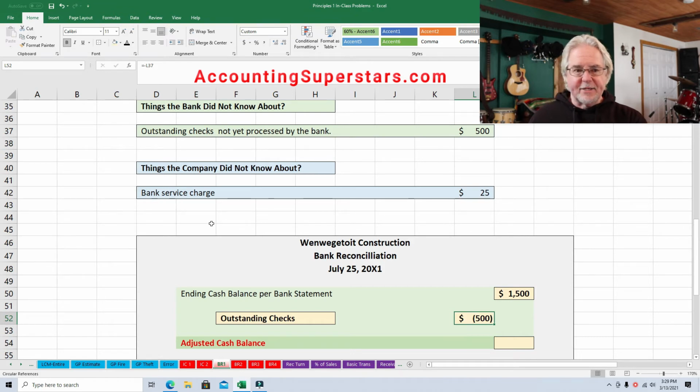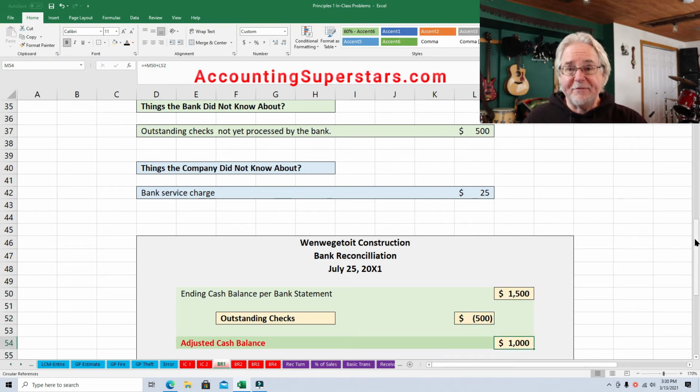The reason why I'm subtracting it is because when you spend money, when you write out a check, your money goes away. A lot of times students say, I don't know whether I should add or subtract. Well, just ask yourself, is this increasing my money or is it decreasing my money? And whenever you spend money by writing out checks, your money disappears. Okay, so we're going to subtract it. So the adjusted cash balance is simply going to be $1,500 minus $500. And there we go, $1,000.